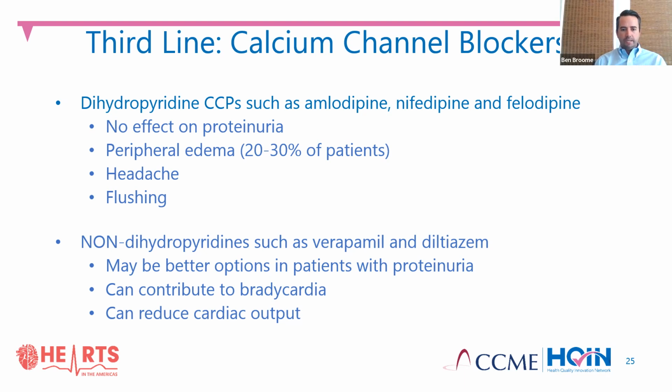Now, the non-dihydropyridines, such as verapamil and diltiazem, they may actually have a reduction in proteinuria, not near to the level as your ACEs and ARBs and other medicines. So I wouldn't necessarily pick those just for that reason. They can contribute to bradycardia and they can further exacerbate or cause a decrease in cardiac output. I personally don't think that I've ever started a patient specifically for blood pressure management on a non-dihydropyridine.